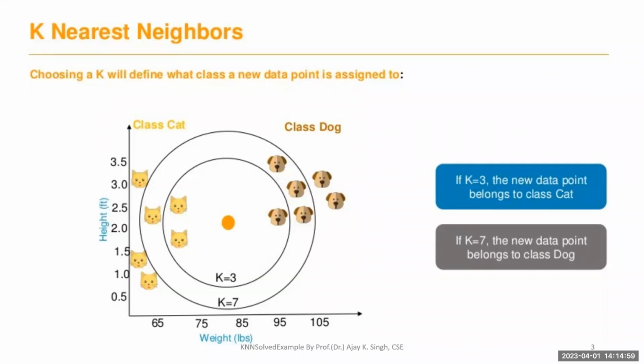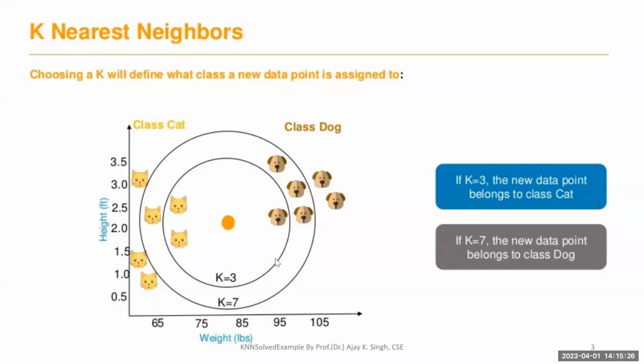an odd number. We are not taking an even number. Why are we not taking an even number? Can anyone write in the chat box? Why are we taking K as an odd number? Why are we not taking an even number? Any idea? Okay. No idea.